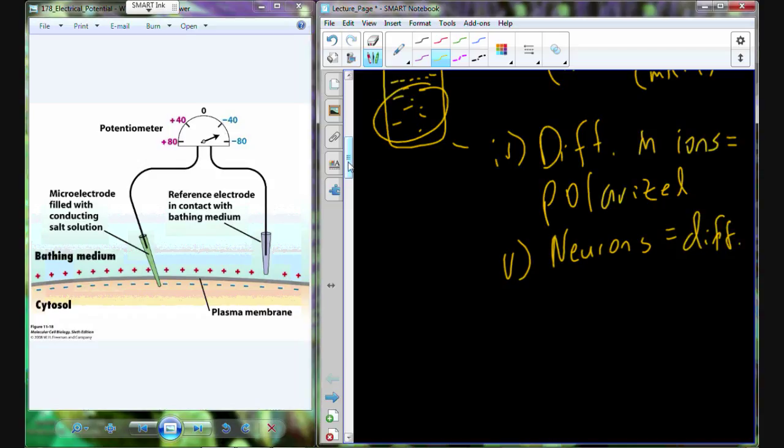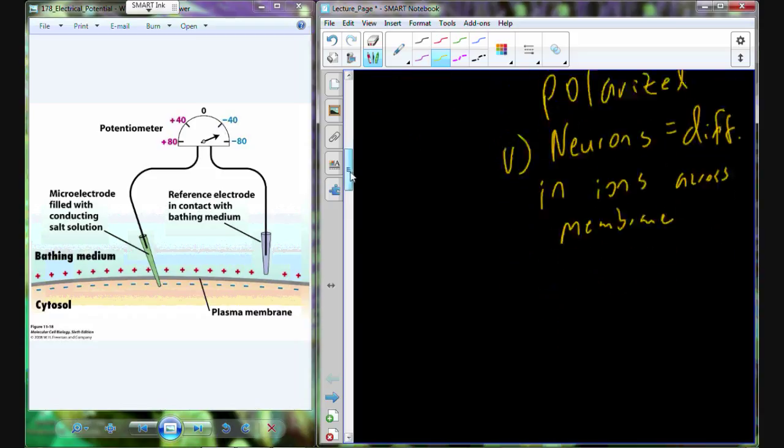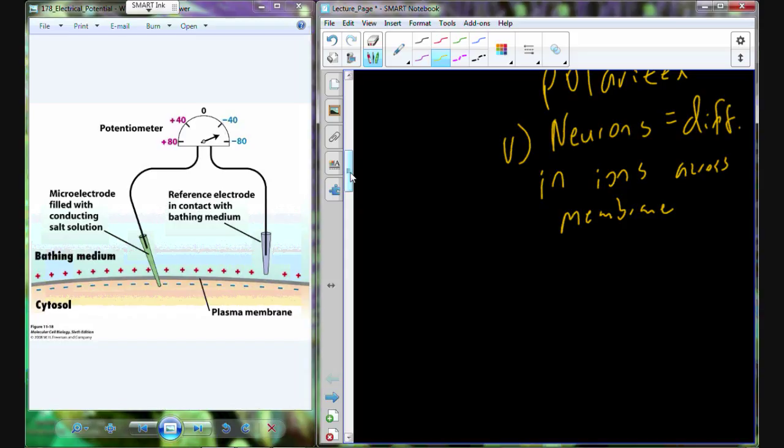So in our neurons, we have a difference in the ions across the membrane, the biological membrane. And we already know that that biological membrane is selectively permeable and can turn on and off what materials can cross through that membrane to generate the current. So we need to maintain this polarity across our membrane. We need to have our extracellular fluid and our intracellular fluid, those two compartments, remain at different concentrations of overall charge.